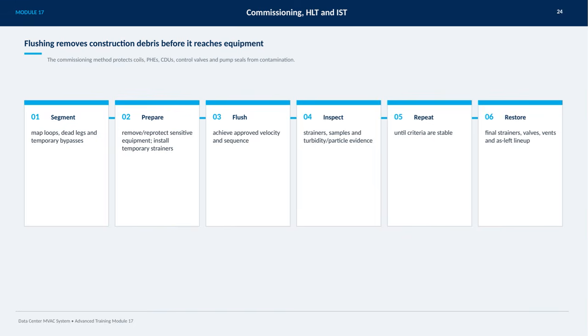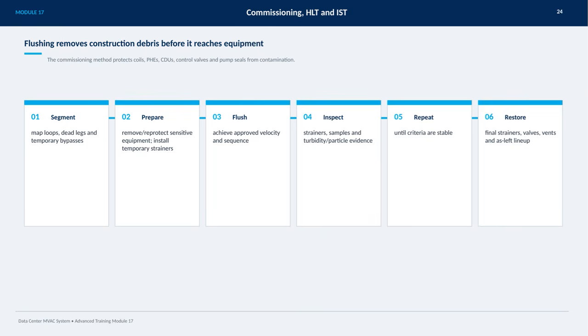Next, we prepare the system by removing or protecting any sensitive equipment and installing temporary strainers. Then comes the flushing itself, where we ensure an approved velocity and sequence to effectively remove debris. After flushing, we inspect strainers, take samples, and check for turbidity or particle evidence to assess cleanliness. This cycle is repeated until the cleaning criteria are stable, ensuring that no contaminants remain.